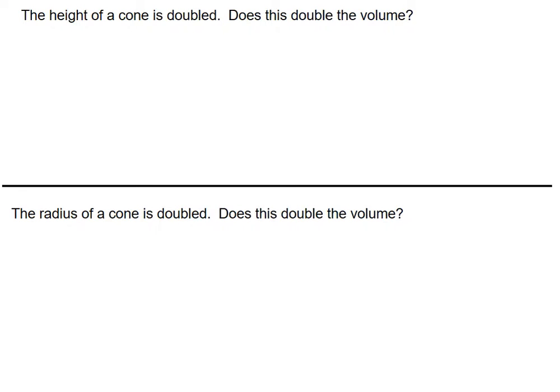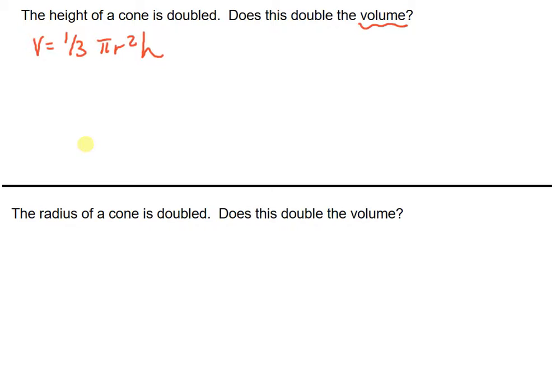Okay, we are going to do the same idea. We're going to double the height and double the radius of a cone, but this time we're going to investigate what happens to the volume. So the height of a cone is doubled. Does this double the volume? Okay, so volume equals 1/3 pi r squared h.